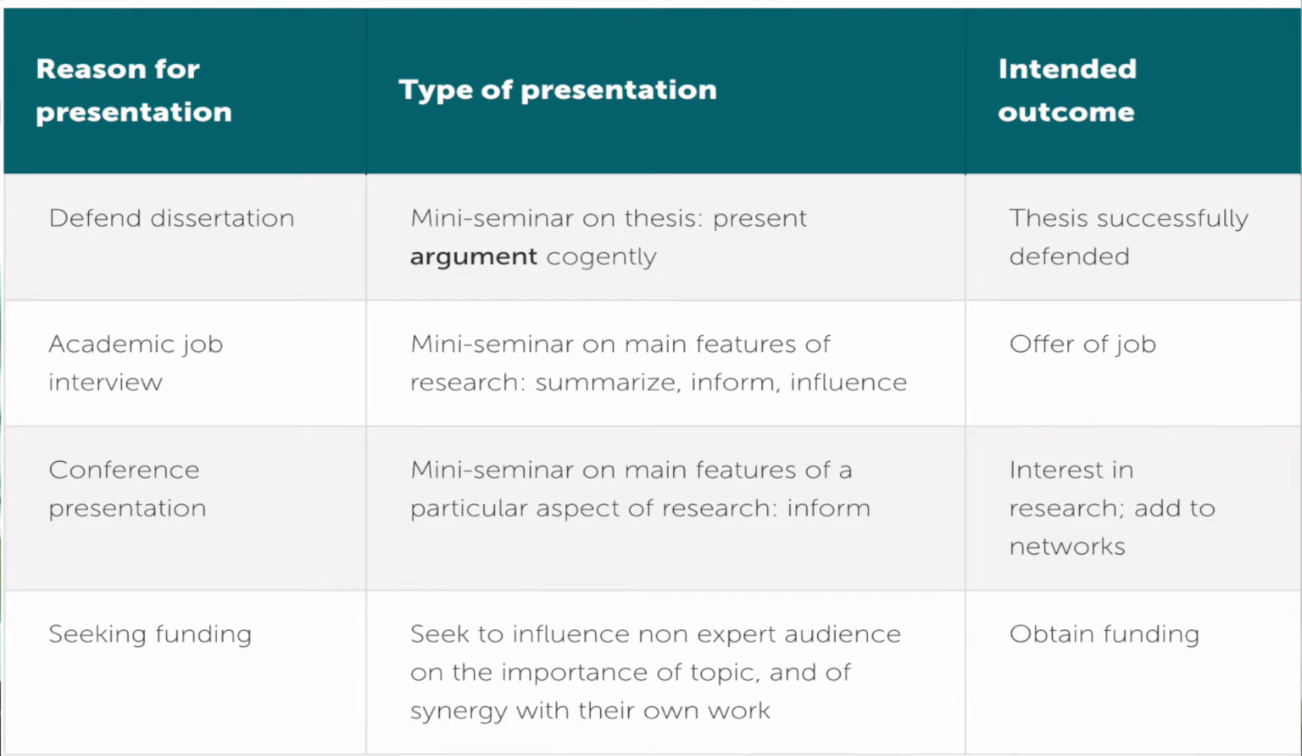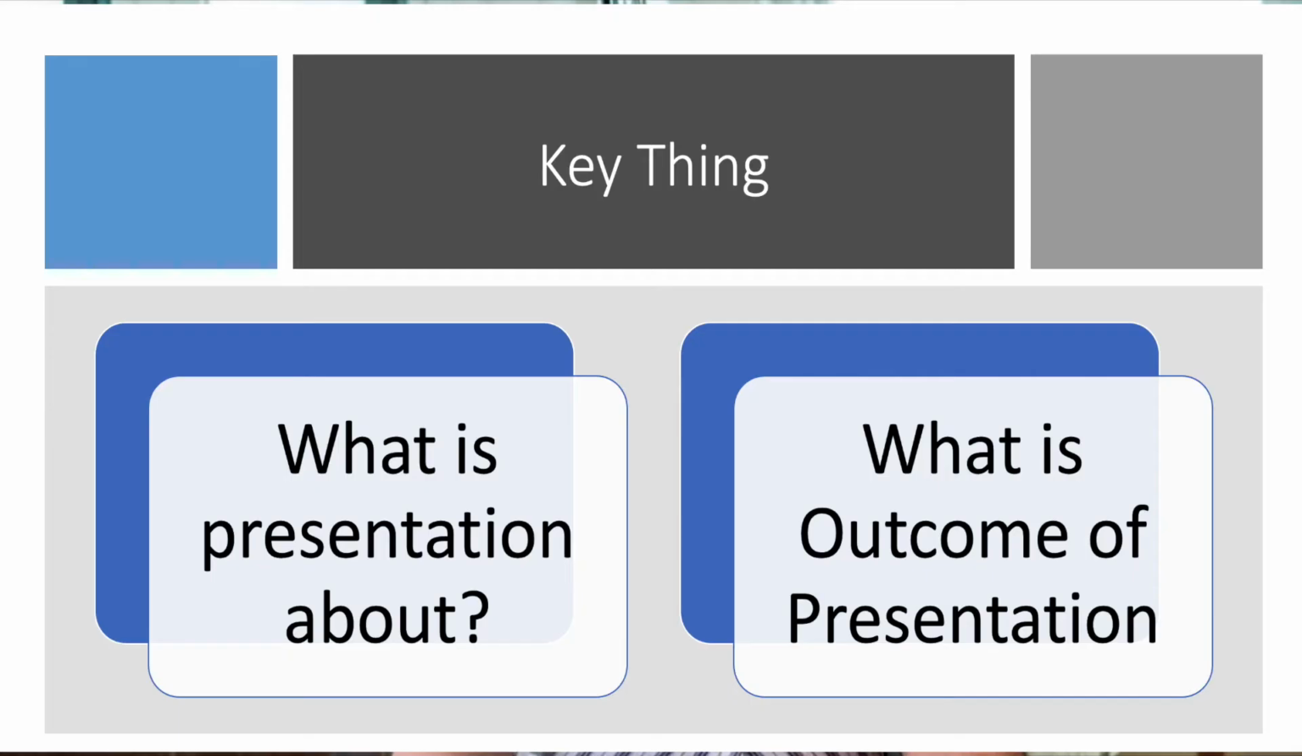Number one, defending a thesis or a dissertation. Number two, an academic job interview. Number three, a conference research presentation. Number four, research funding presentation. As you can see in the image, the reasons for presentation, types of presentation, and intended outcome of the presentation, what you are aiming for. So the first key thing, you have to identify which type of presentation and what is the reason for your presentation.